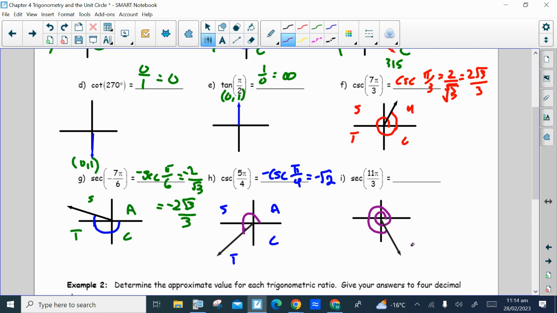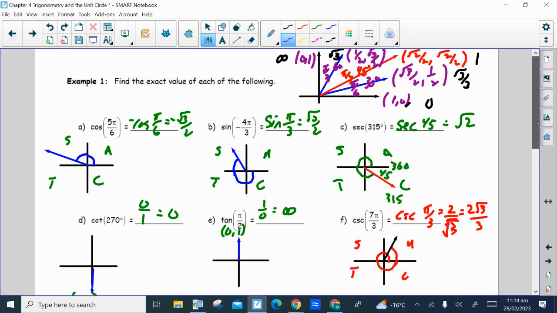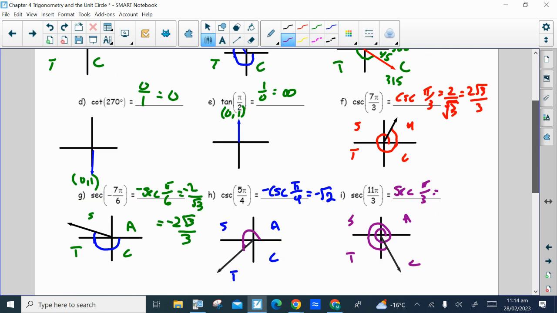Using our CAST rule, this is a C quadrant, so the cosine is positive, as well as the reciprocal of cosine, which is secant. So this will be the positive secant of pi on 3. That's our reference angle. At pi on 3, that's up here. Again, we want the secant, which is the reciprocal of cosine. The cosine is 1/2. So the reciprocal of that would be 2 over 1, which is 2.